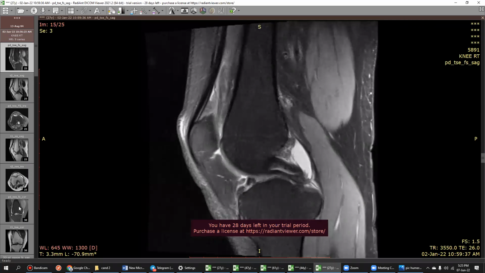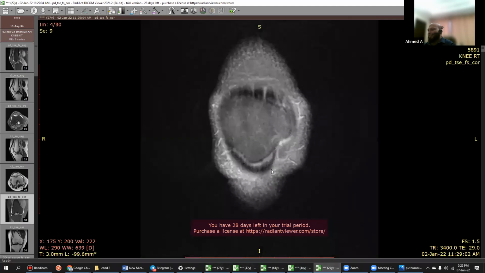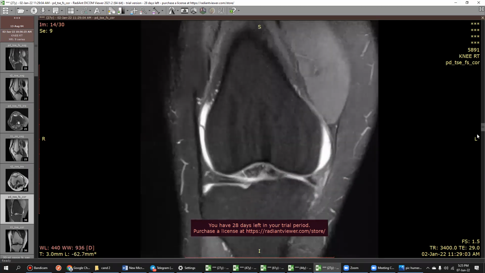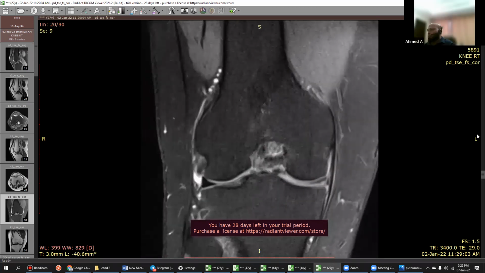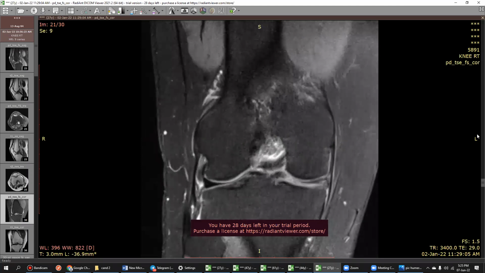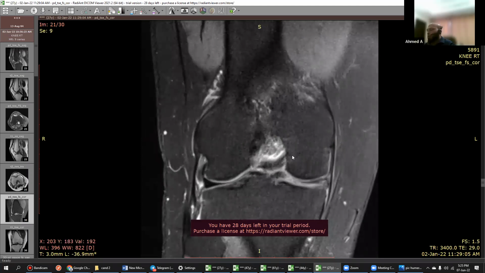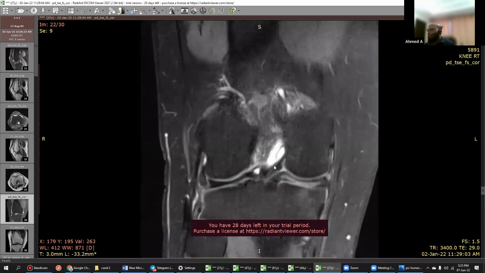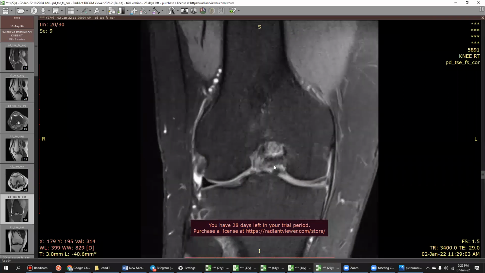Coronal, you can see the double PCL sign, which is in keeping with bucket handle tear of the medial meniscus. You can scroll. Yeah, it is seen very well here. So confirm the final. So it is a bucket handle tear. That's it, right? Yeah, it is.